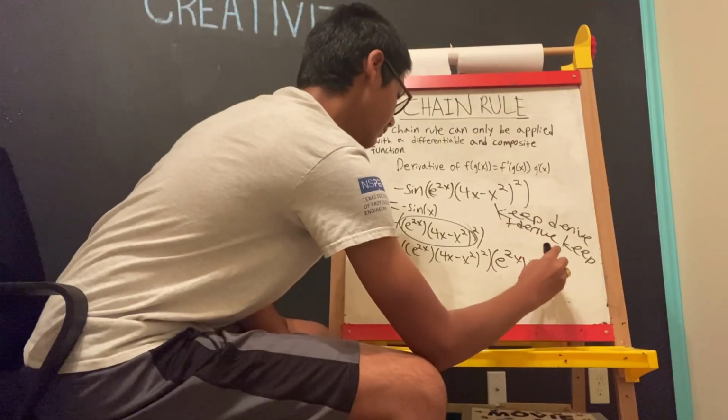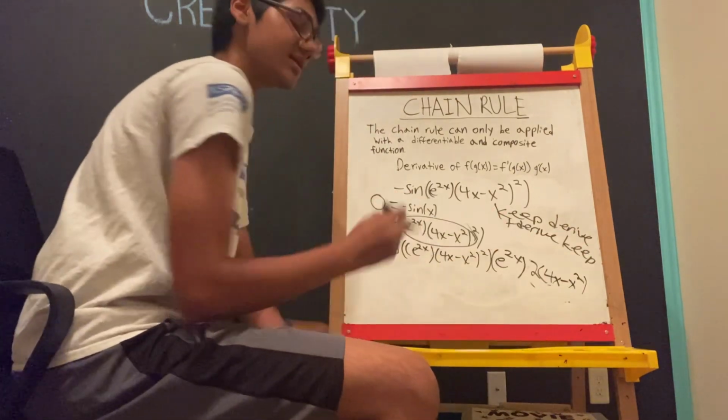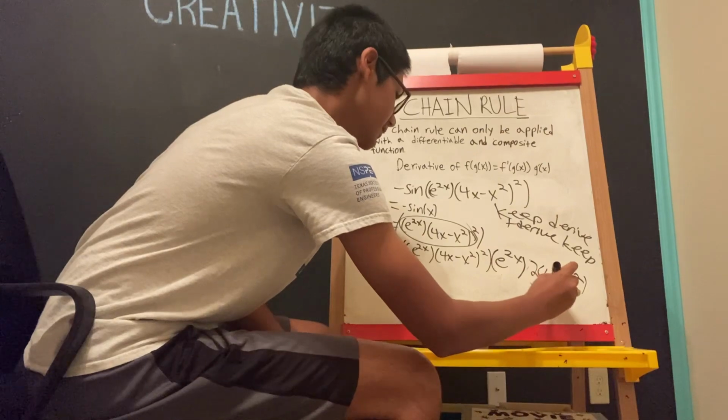2, 4x minus x squared to the power of 1, so it stays the same. And now the inside derivative is 4 minus 2x. Very good, which is 4 minus 2x. And now you do the second part of the equation, which is derive and keep.